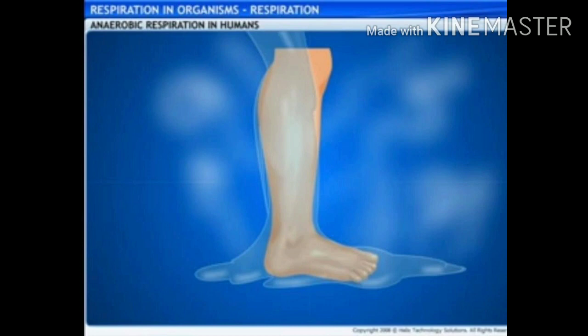There is an example of anaerobic respiration which occurs in humans. Athletes or sportsmen feel pain in their legs. This pain is due to the lack of oxygen provided to this organ.